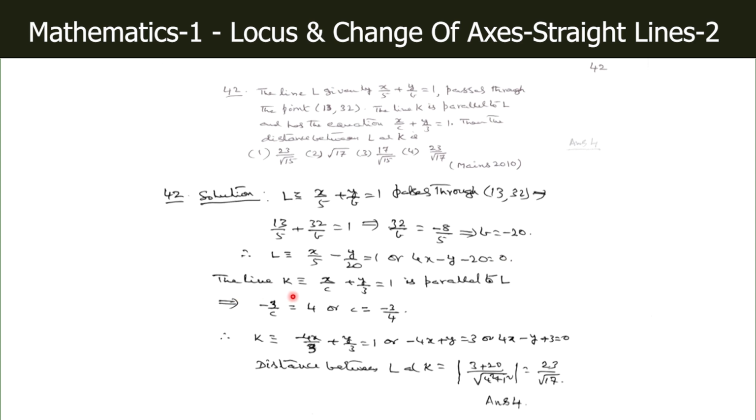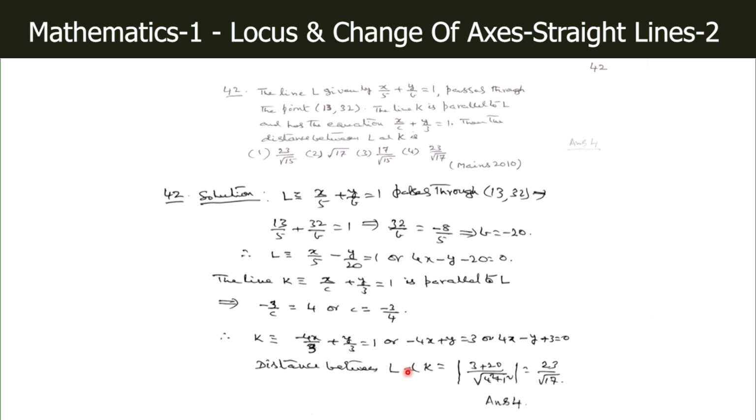The line K, x by c plus y by 3 is equal to 1, is parallel to L. So, therefore, it must have the same slope as L. So, therefore, minus 3 by c is equal to 4, or c is equal to minus 3 by 4. So, K is x by (minus 3 by 4) plus y by 3 is equal to 1, or minus 4x plus y is equal to 3, or 4x minus y plus 3 equal to 0.